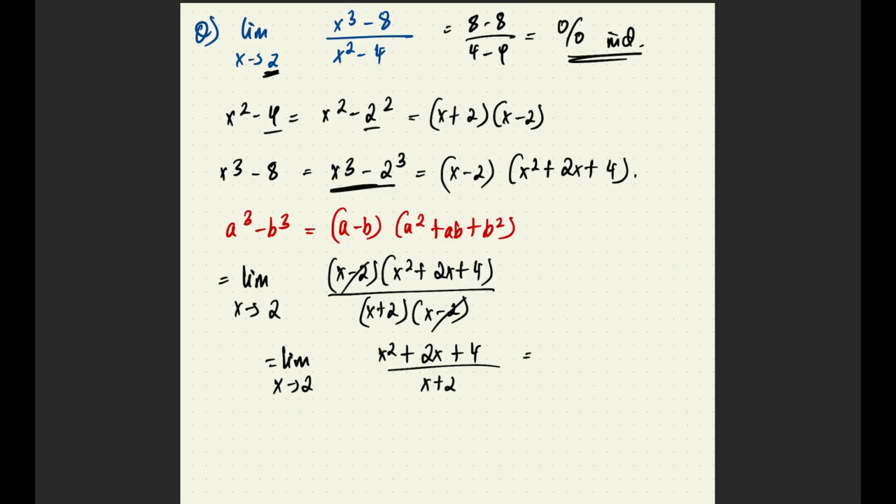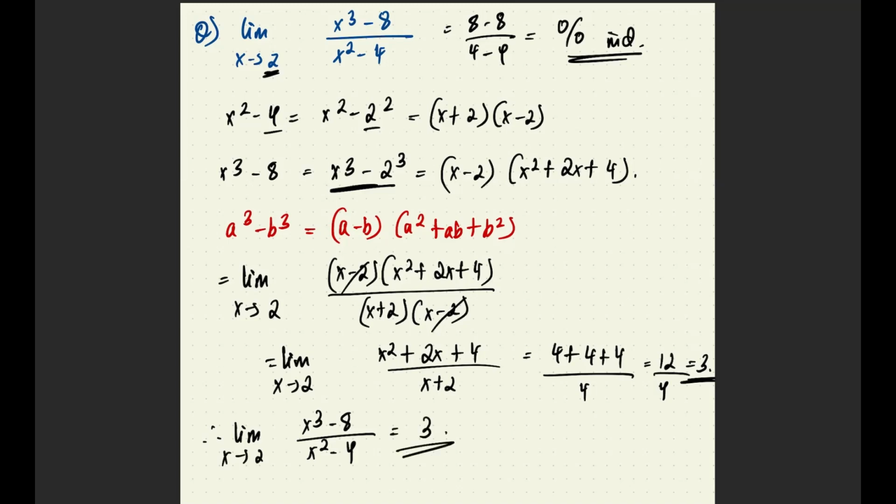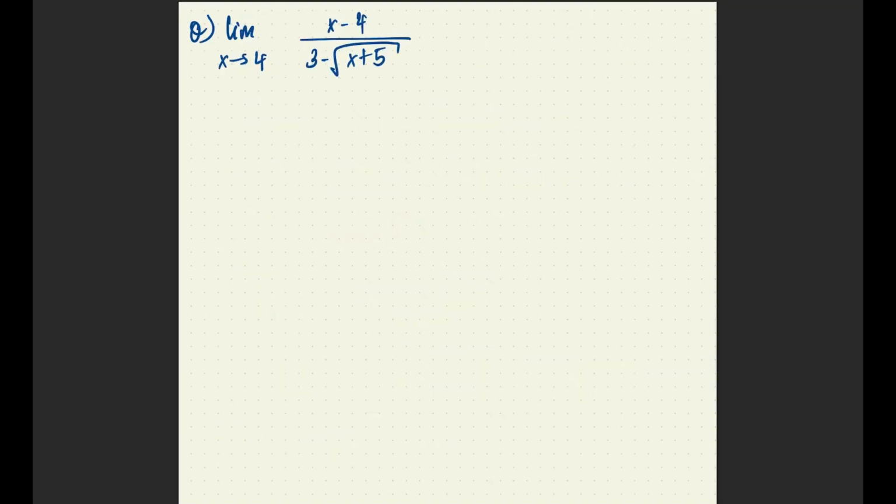So this gives us 4 plus 4 plus 4 divided by 4. That is just equal to 12 over 4, and that equals 3. So that's it. In this case, we know that the limit as x approaches 2 of our function is equal to 3. Okay, so now let's do a second example.